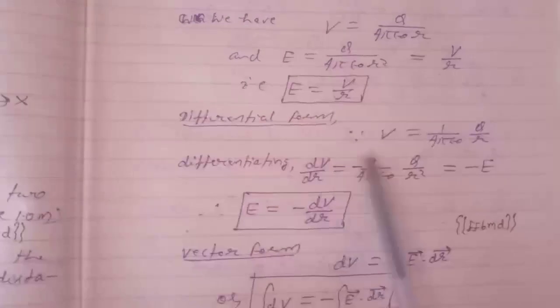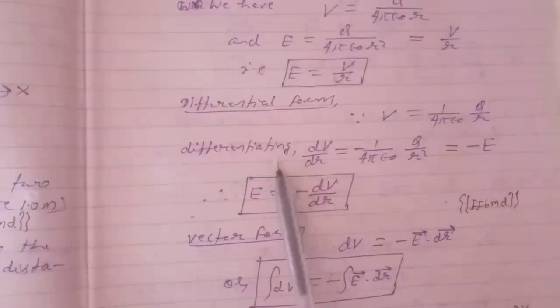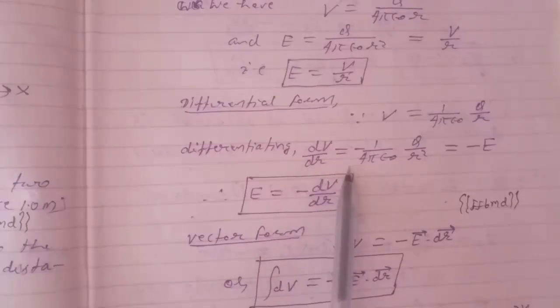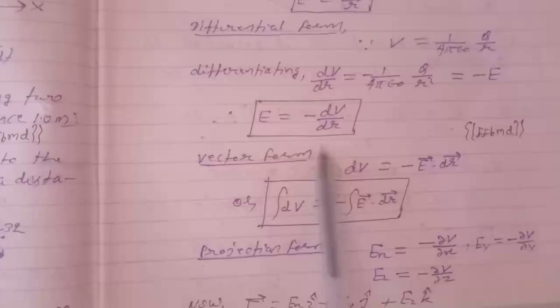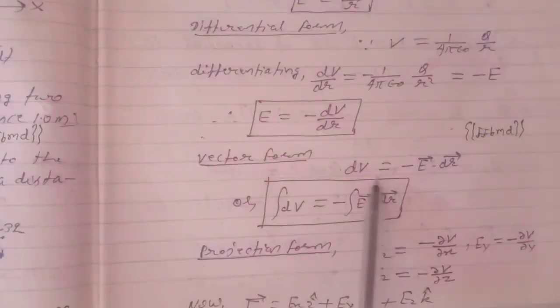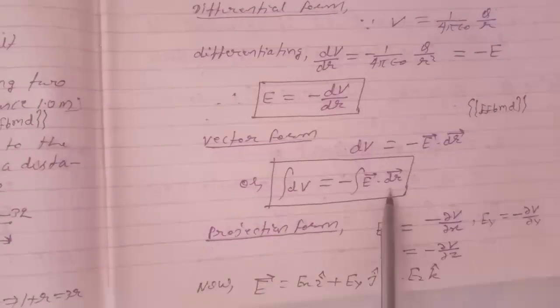In differential form, since V equals 1 by 4 pi epsilon naught q by r, differentiating with respect to r, dV by dr equals minus 1 by 4 pi epsilon naught q by r square, which equals minus E. Hence E equals minus dV by dr. In vector form, dV equals minus E vector dot dr vector, or integration of dV equals minus integration of E vector dot dr vector.